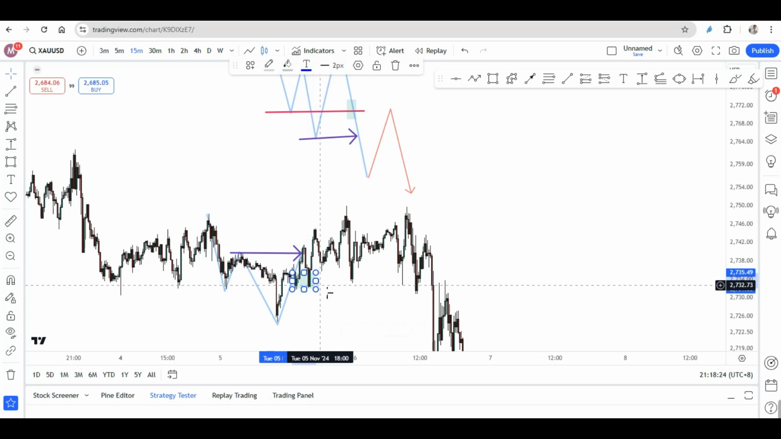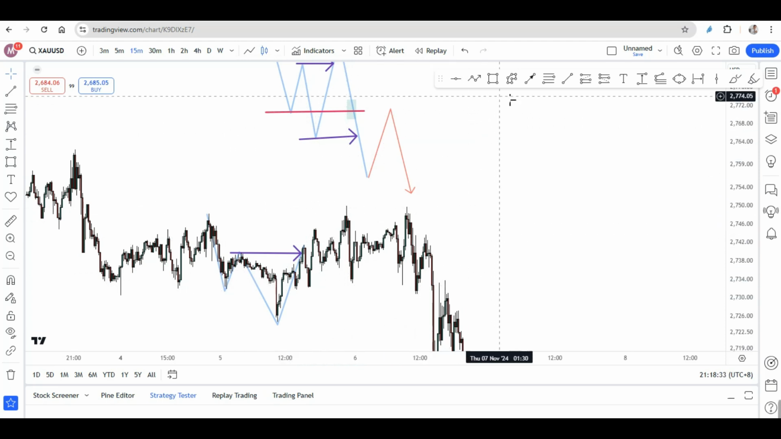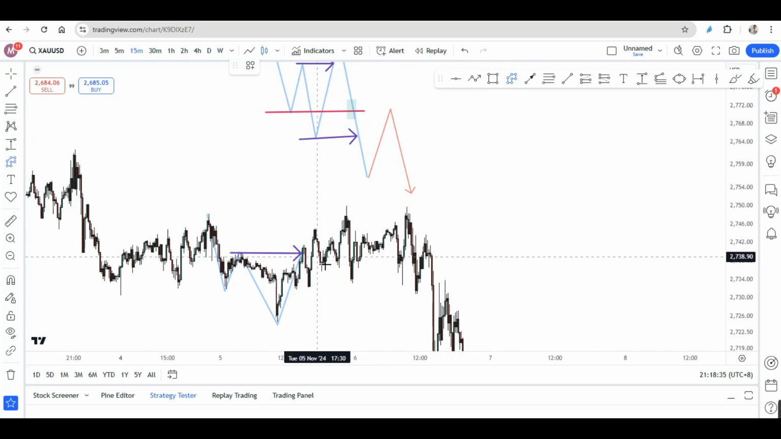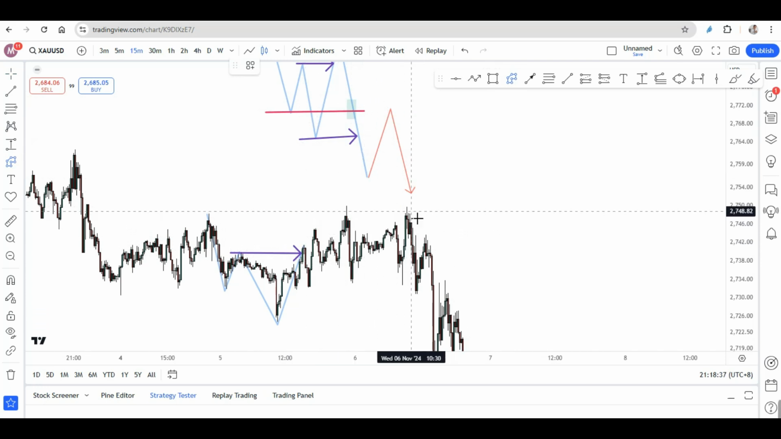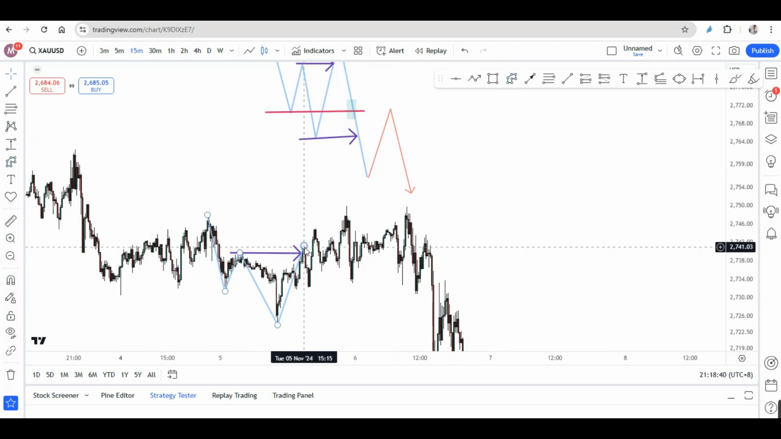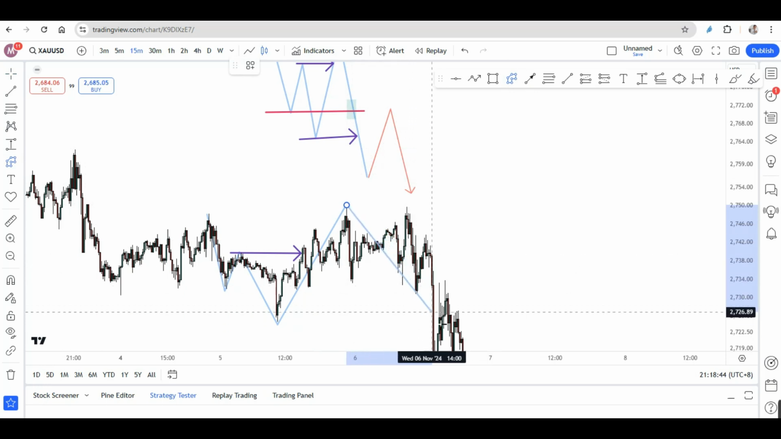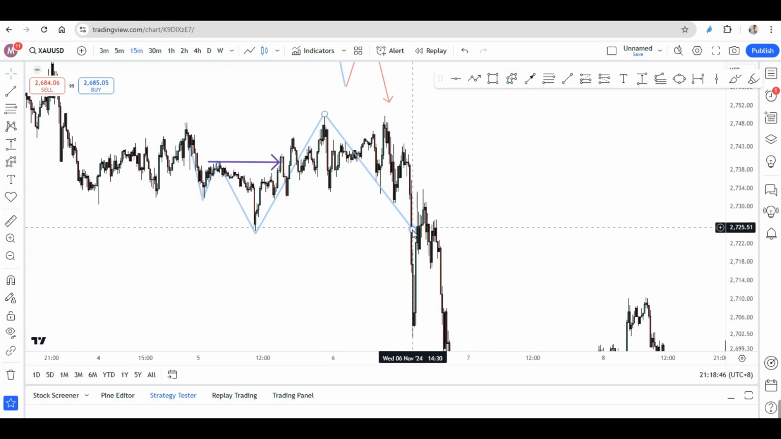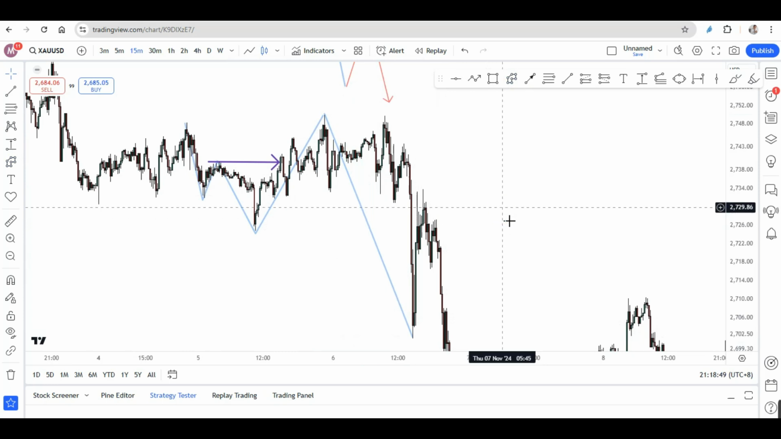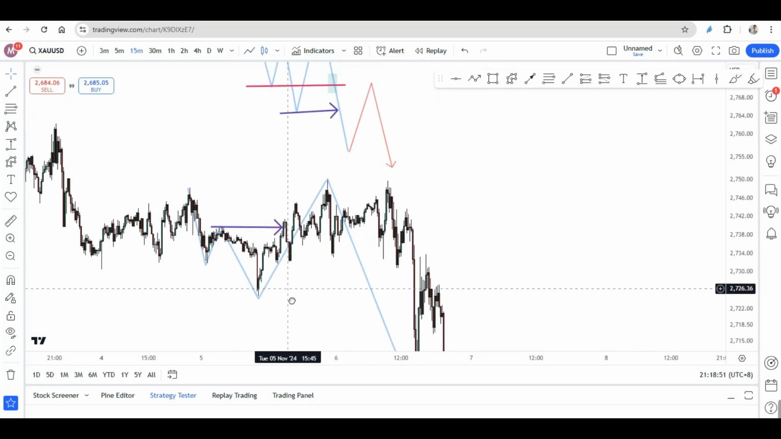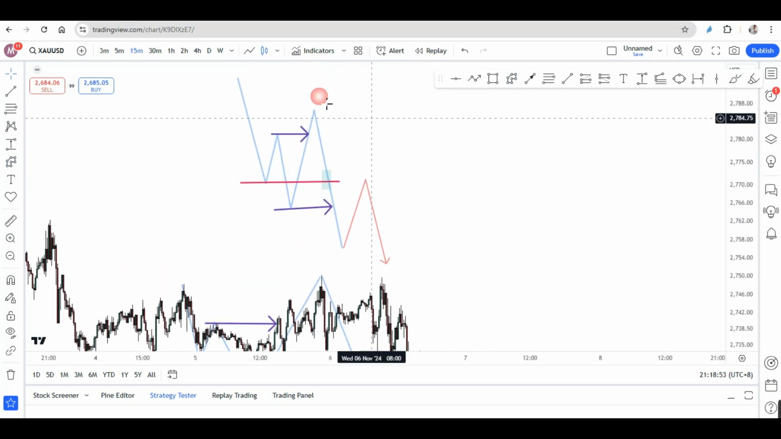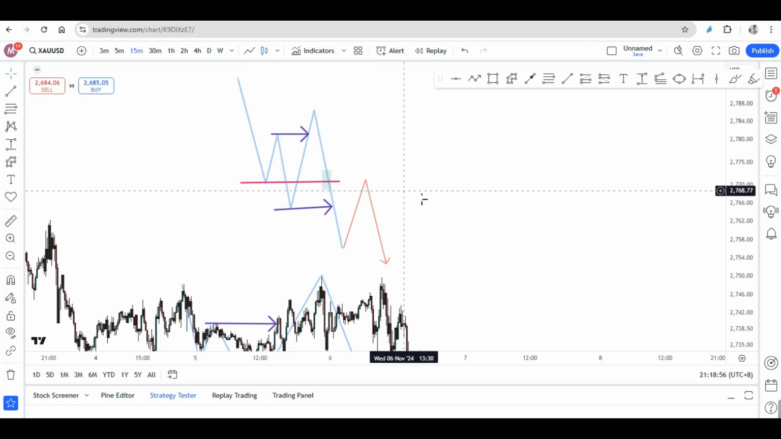But this QML doesn't really go far. It doesn't go as much as we want. It only moved a little bit. Then if you look at the movement, it kept on moving sideways, and then suddenly there is a drop in this movement. When the price dropped, if you look at it, it looks exactly like my drawing right here.